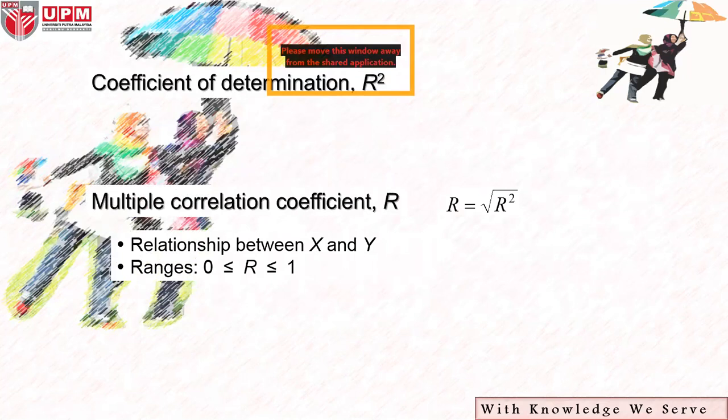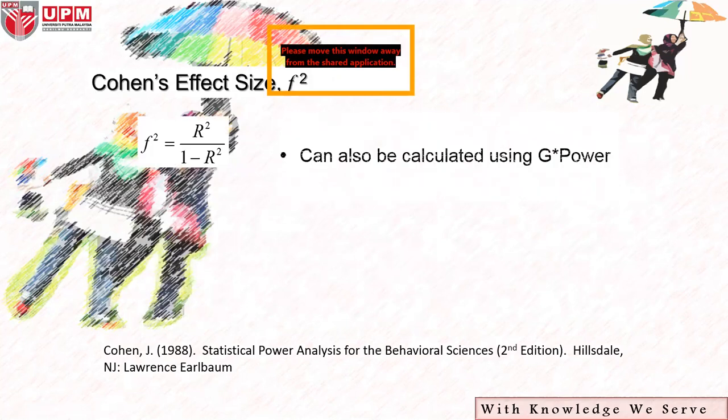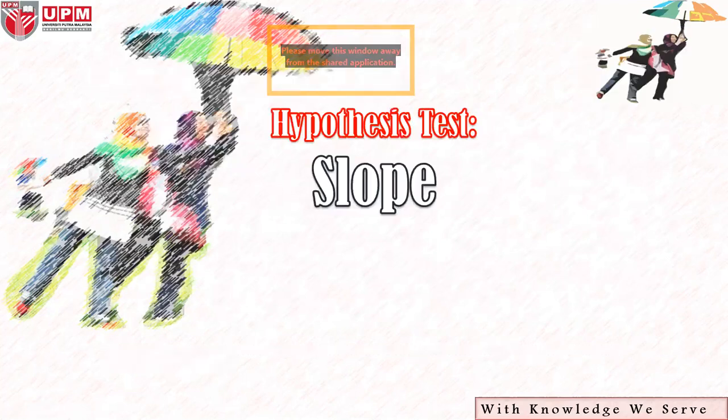This is the additional interpretation that you need to include in your report, the R square. Basically we just report R square, no need to report R. Just report the R square for multiple linear regression. And for the effect size, you follow a similar equation: F squared equals R squared divided by 1 minus R squared. Now we are done with the overall model.